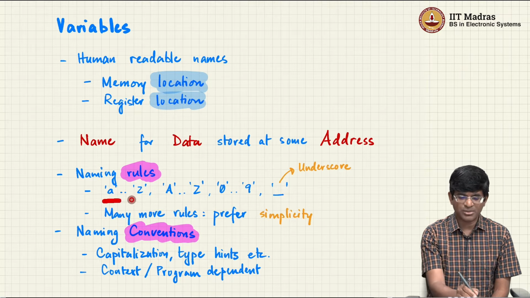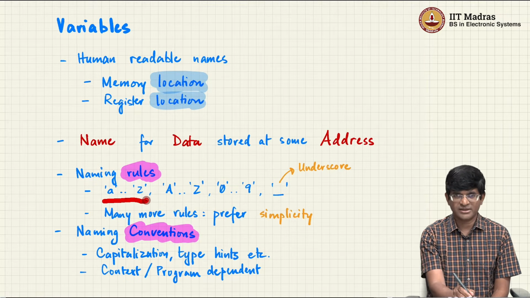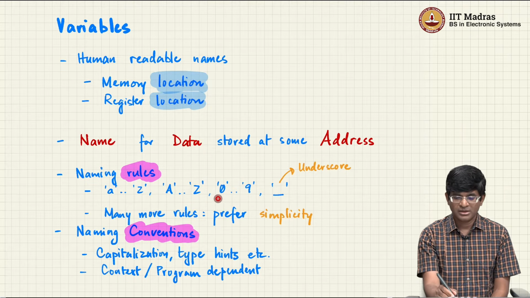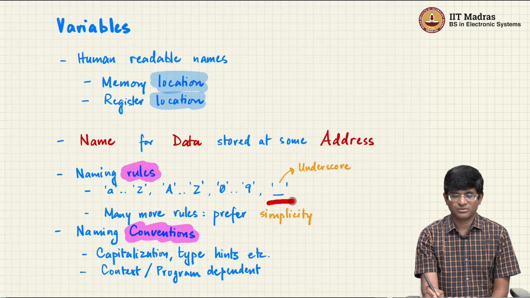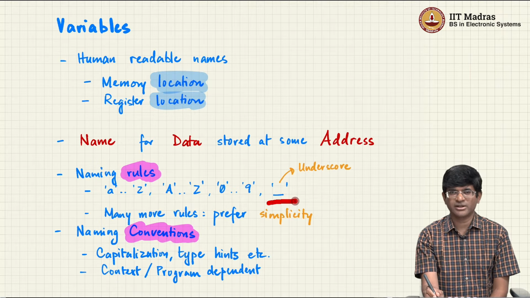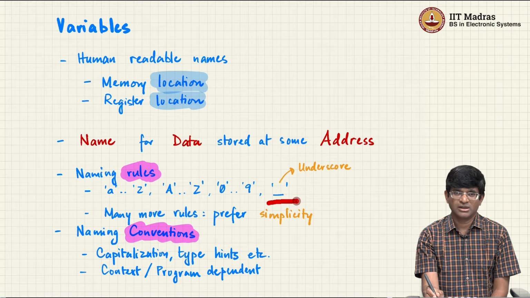So things like A to Z are allowed as characters to be used over here, capital A to capital Z is also allowed. The digits 0 to 9 can also be part of the name of a variable. The character called the underscore can also be used as part of a variable name. And the reason why this one in particular is used is because one character which is not permitted as part of a variable name is the space character.